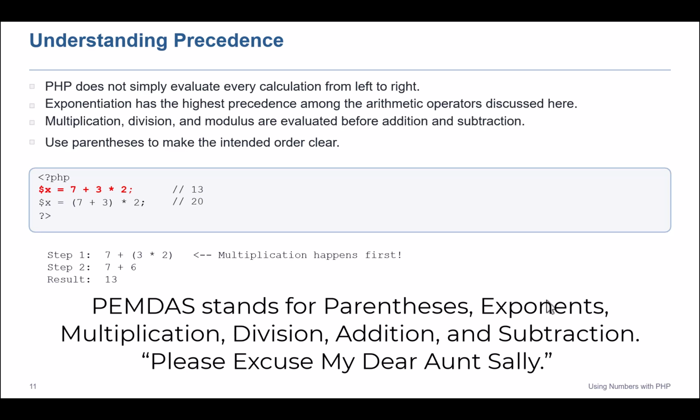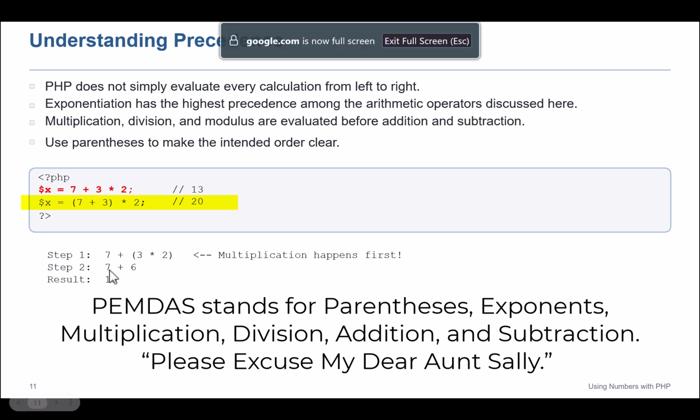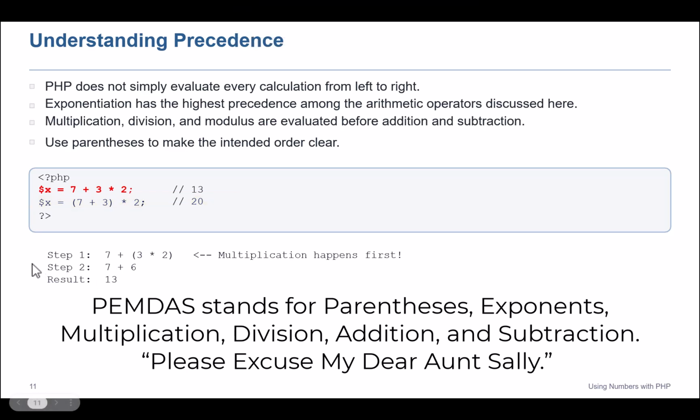To avoid confusion and make your calculations easier to read, it is often best to use parentheses to explicitly control the order of the operation. For example, x equals, in parentheses, 7 plus 3, times 2. In this case, the parentheses force PHP to perform the addition first. The result is different because PHP calculates 7 plus 3 first, and then it multiplies that result by 2. So this other example shows if you want the result to be 13, and this example shows if you want the result to be 20.